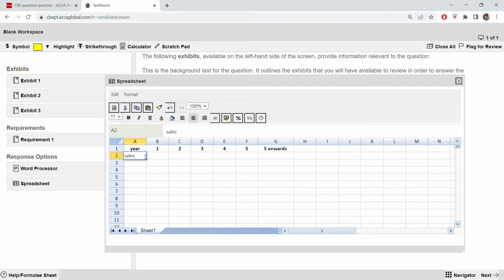Start with sales whenever sales is given. They told us that the first year sale is 540. It needs to be increased every year by what percentage? By 6%, right? So increase this by 6%.